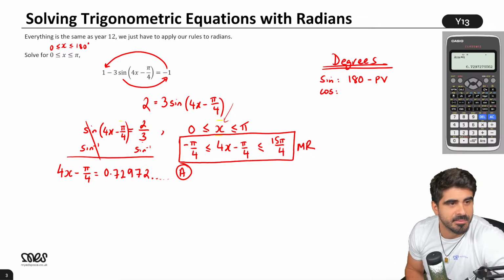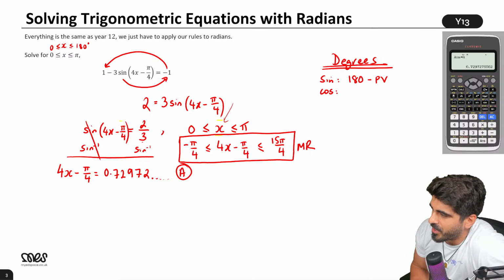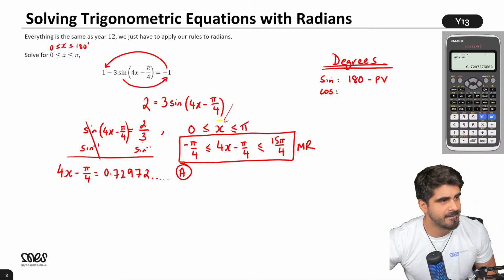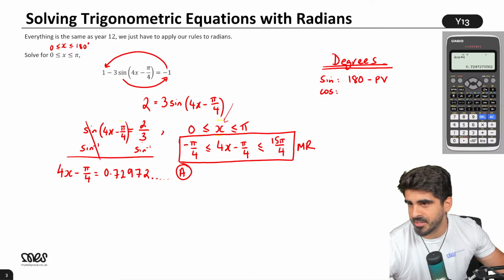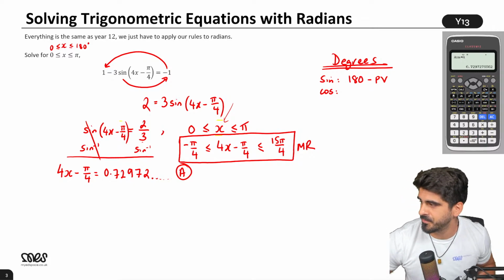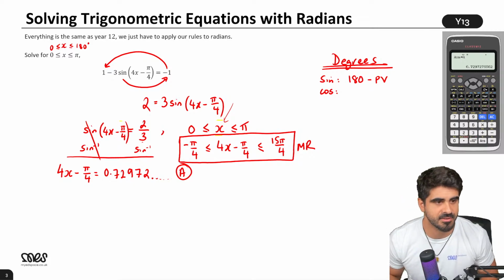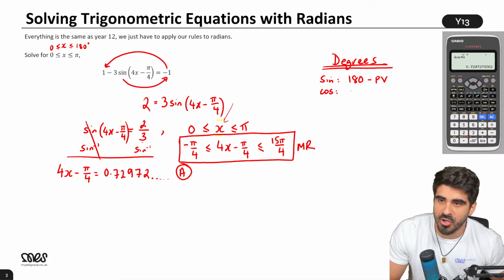Okay, there we go. You guys remember the CAST diagram. We don't use that around here. The CAST diagram is not used for solving trig. It is being taken out of context. Good. So for cos, it's 360 minus.